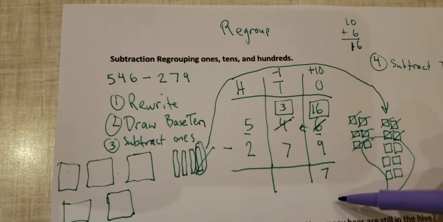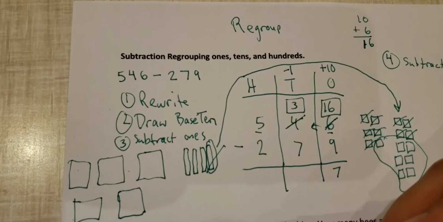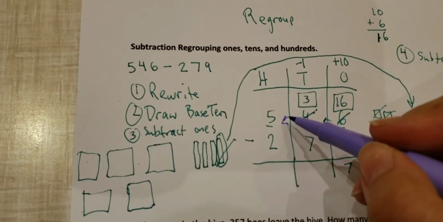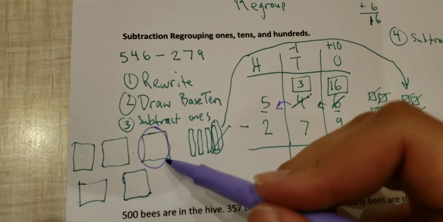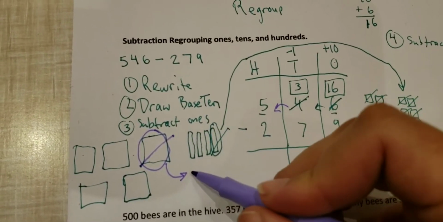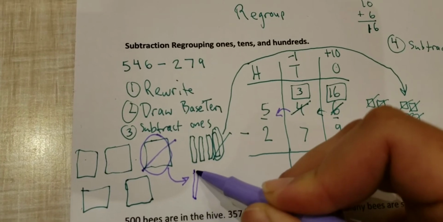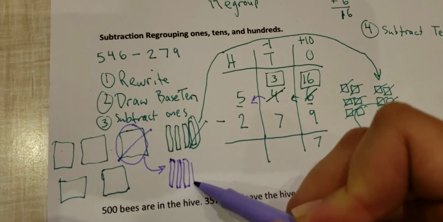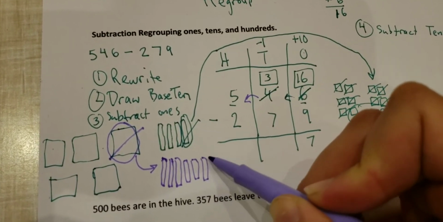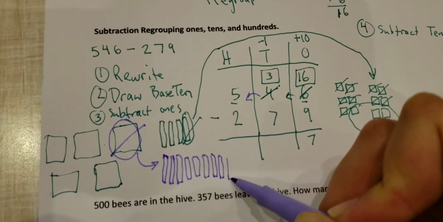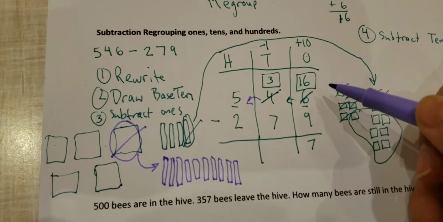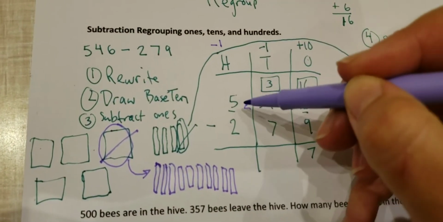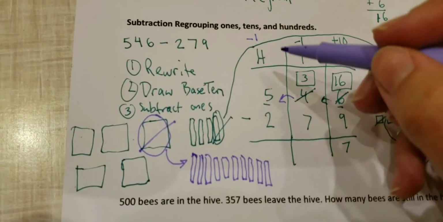Now we actually need to regroup again because we cannot take 7 from 3. So I'm saying, hey neighbor, can I borrow from you? Sure. I'll give you one of my hundreds. When we do that, we break the 100 into 10 tens. 1, 2, 3, 4, 5, 6, 7, 8, 9, 10. Okay, that's 10 tens. Now, we took away 1 from the hundreds. Okay, and we're left with 4.